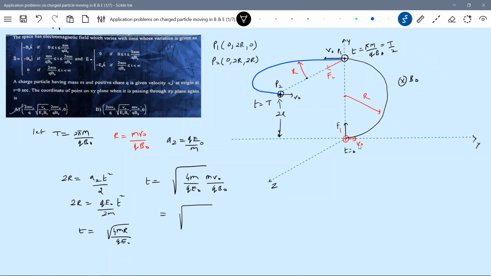One m will come outside, 2 will come outside. Two m q v naught e naught b naught is asking the coordinate. What shall I do? In this time, how much horizontal distance will it move? The x coordinate should be equal to v naught into t.